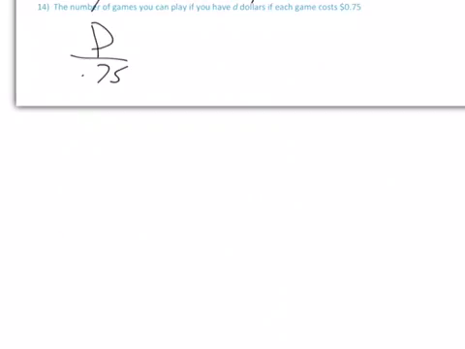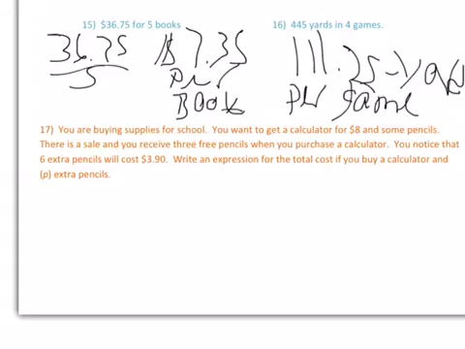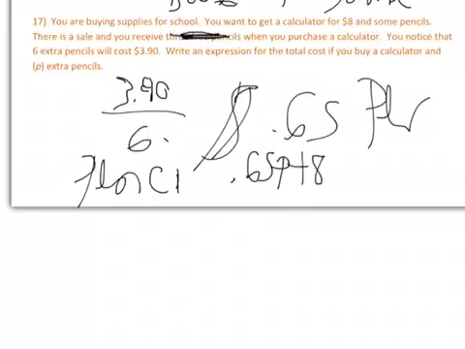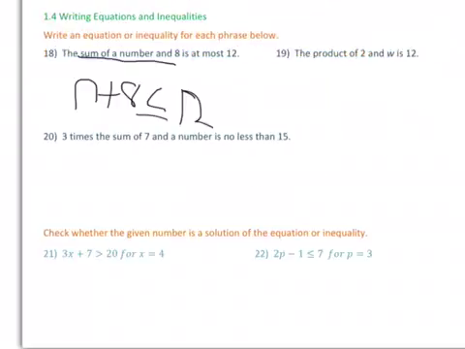D over 0.75 equals how many games you get to play. You do 36.75 divided by 5 to see how much per book. And for 16, you do 445 yards in 4 games, so you do 445 divided by 4. Cross out the 3 free pencils, and then you do 3.90 divided by 6. And then you get 0.65 per pencil, and then you do 0.65 times p plus 8.